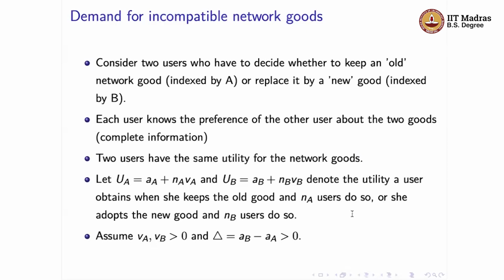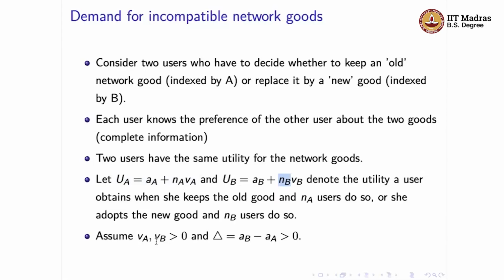So what this means is that if a user is going to choose good A, then the user is going to get a utility, which is given by this expression that you see here, right? So AA is the standalone benefit that comes from using good A. NA is the number of users who are using good A. VA is basically the network effect that is coming in from good A, right? And similarly, if somebody chooses to use good B, then this is the utility that that person is getting. So AB again is the standalone benefit from using good B. NB is the number of users of good B, and VB is the network effect that is coming in. Okay, so this is the idea that we have.